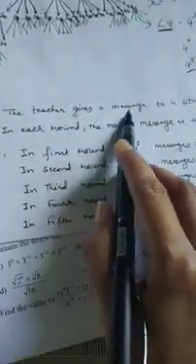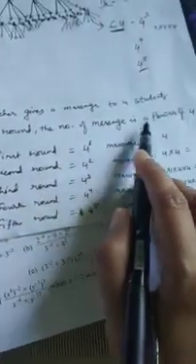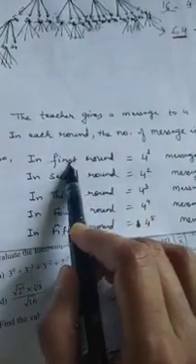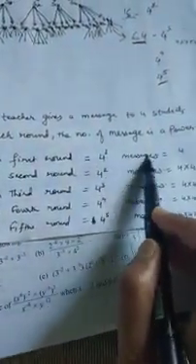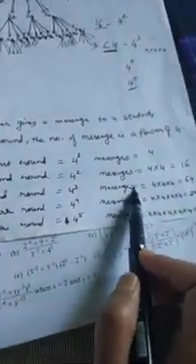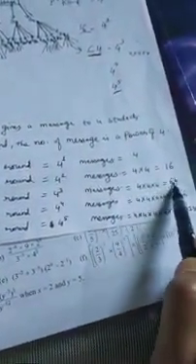The teacher gives a message to 4 students. In each round, the number of messages is a power of 4. You can see that in every round the number of messages is a power of 4. So in the first round, 4 to the power 1 means a total of 4 messages. In the second round, 4 to the power 2 means 4 into 4, which is equal to 16 messages. In the third round, 4 to the power 3 means 4 into 4 into 4 equals 64.